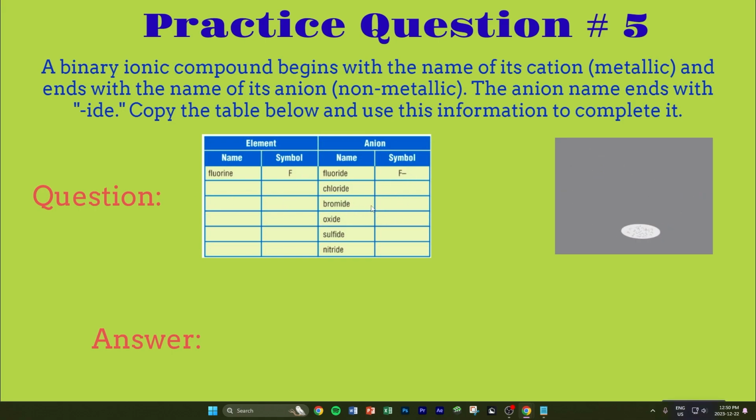So now for the rest of them, we can try them. So for the second one, we have chloride. So the anion name is chloride. So we know that the element name is going to be chlorine.